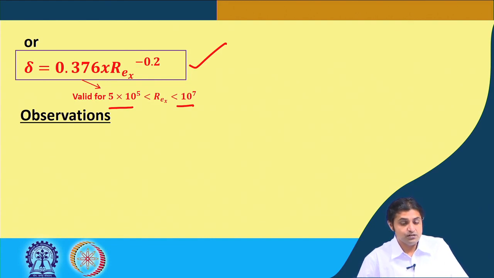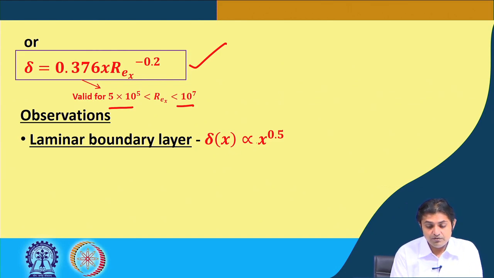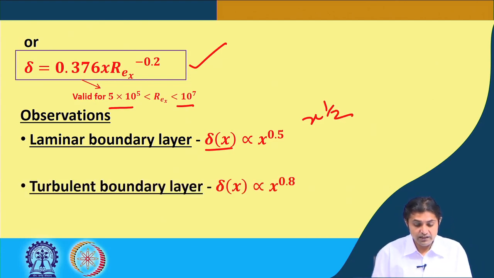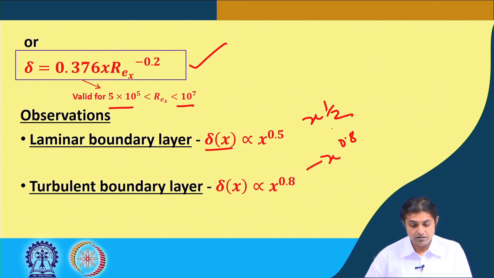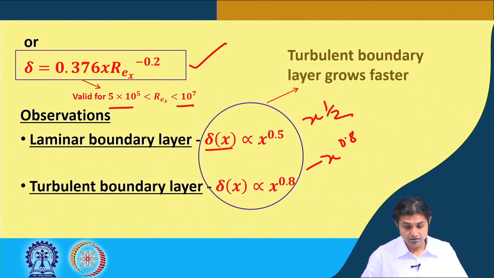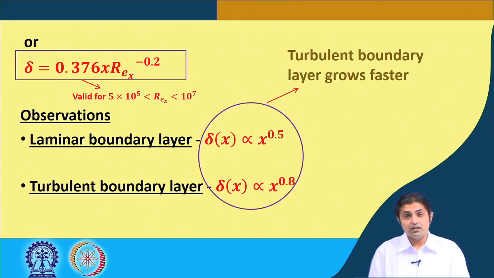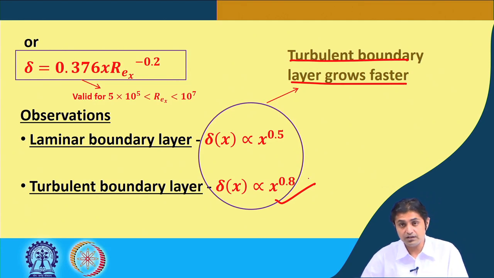Now some observations. If you see, remember the laminar boundary layer thickness delta was a function of x to the power half. For a turbulent boundary layer, it is a function of x to the power 0.8. All right. So this means that the turbulent boundary layer grows faster. You see, this grows as x to the power 0.8, and that grows as x to the power 0.5.